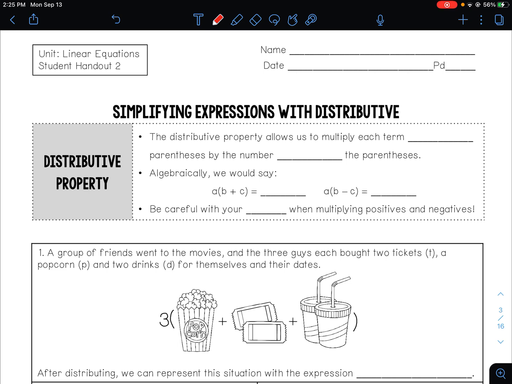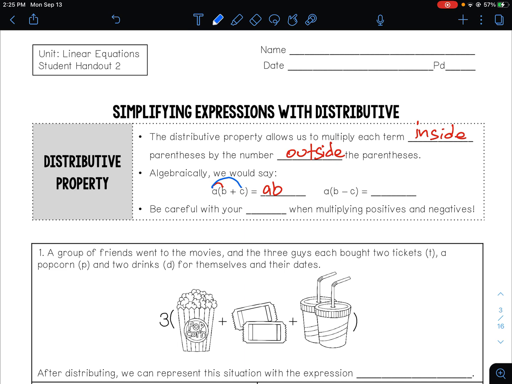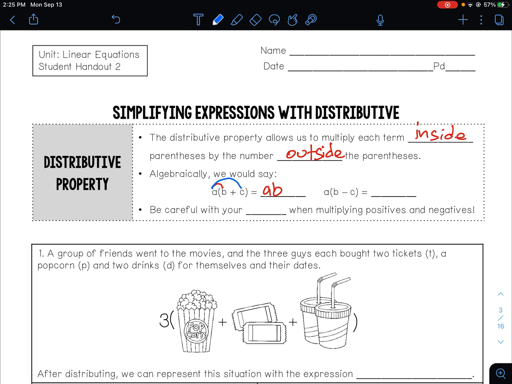inside parentheses by the number outside the parentheses. So algebraically, we would say A times the quantity B plus C equals, well, I like to call this the double rainbow. First rainbow, A times B is AB. And then a second rainbow, from A to C, that is AC.